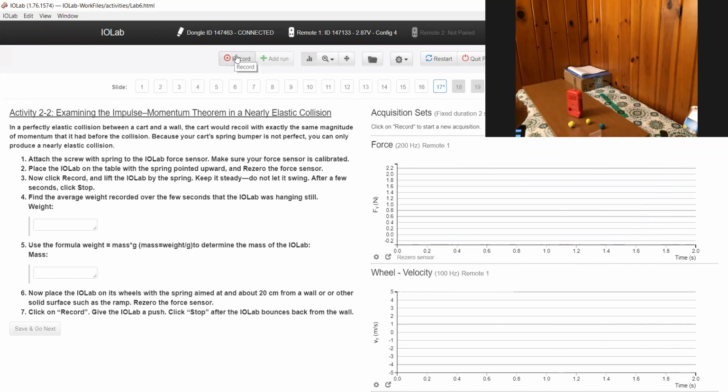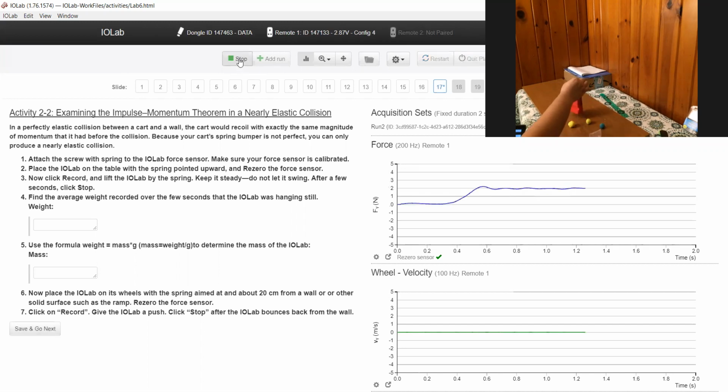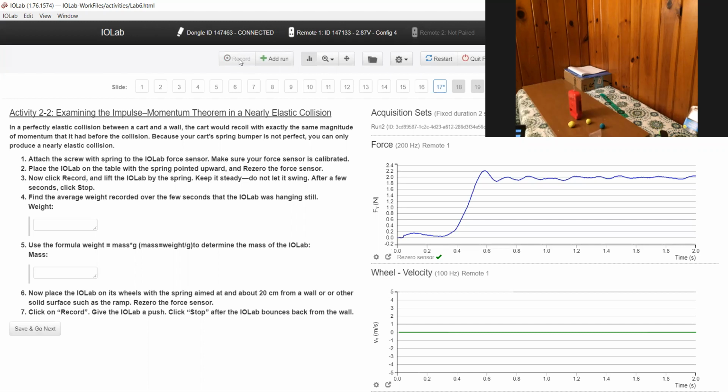Then record it. Okay, I can just read the sensor. Record the IOLab, keep it steady, do not let it swing. Record it, lift it, keep it steady, then you can read it. Then you can find the average weight recorded over those few seconds, so you can do the average here. Just make a selection, like I have not lifted it here, I lifted it here, so you can do the average here using this tool.